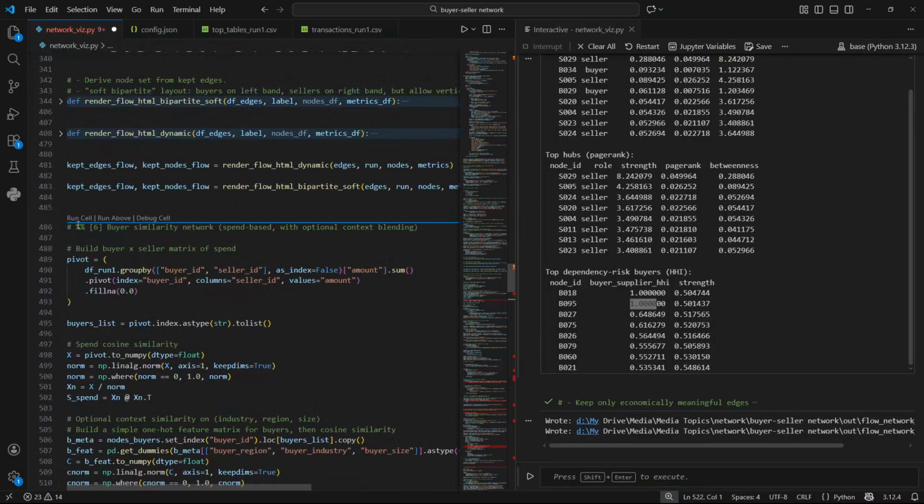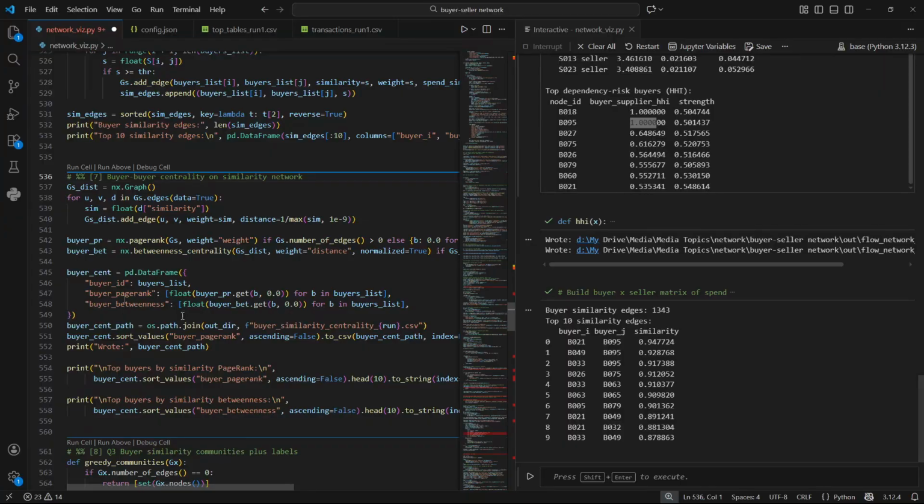So let me now add this as well. So that would be different buyer pairs, and we did their different similarities, right? One more thing, then we can actually apply the same idea. And again, I explained the interpretation of PageRank and betweenness in a buyer-buyer network.